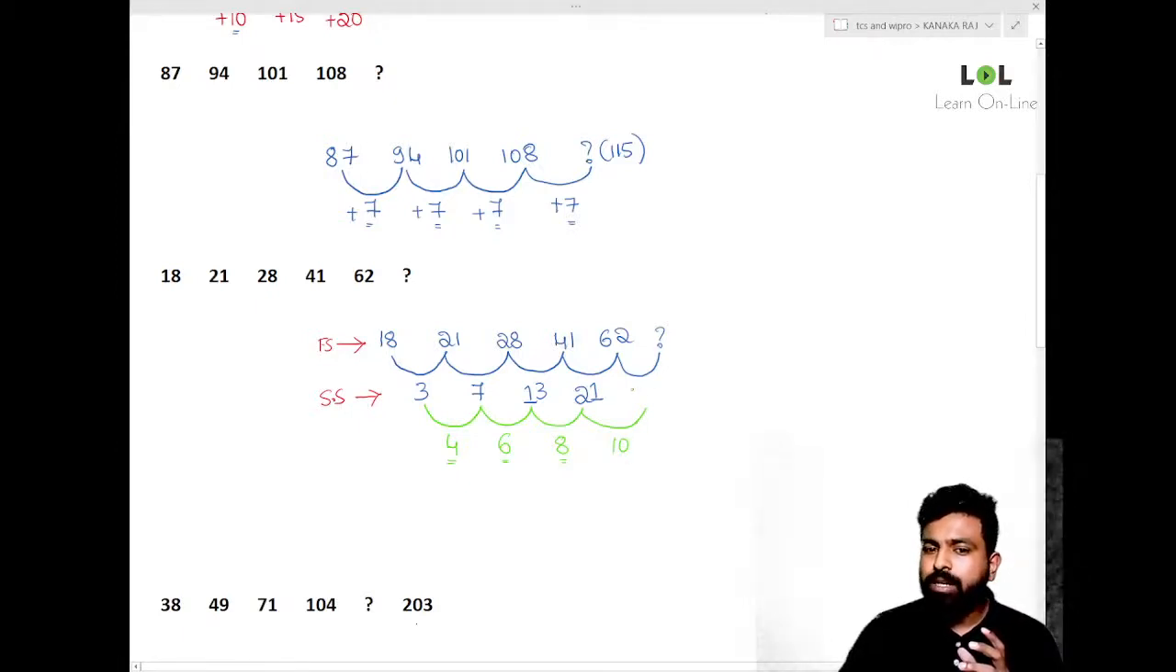So what should be the term here? If you observe carefully, 13 plus 8 gave you 21. 21 plus 10 will give you 31. 31 is the term from the second series. Now what will be my question mark? That is in the first series. 41 plus 21 gave you 62. 62 plus 31 will give you 93. So the answer here is 93.